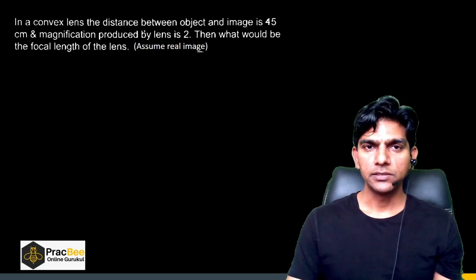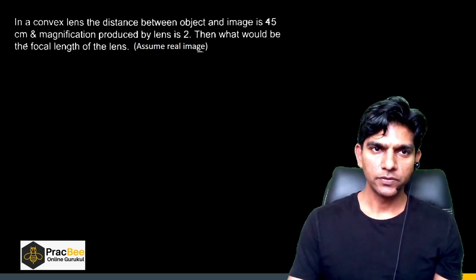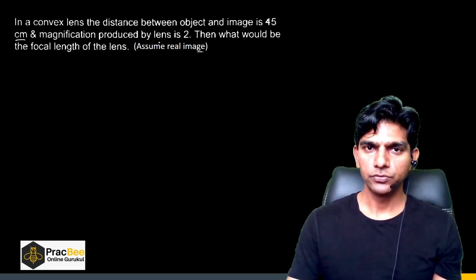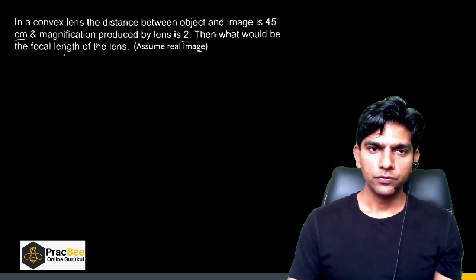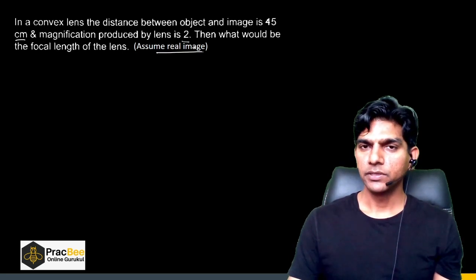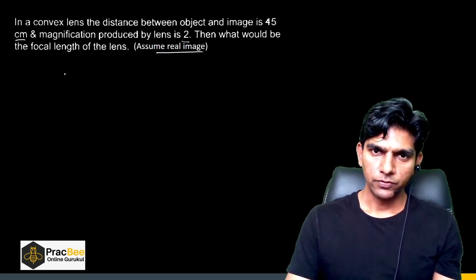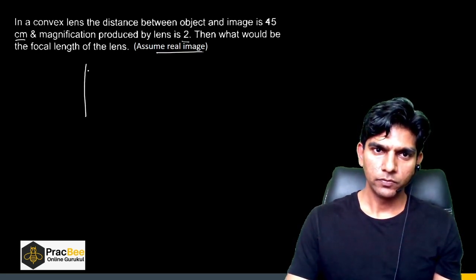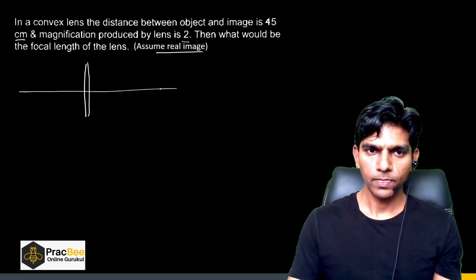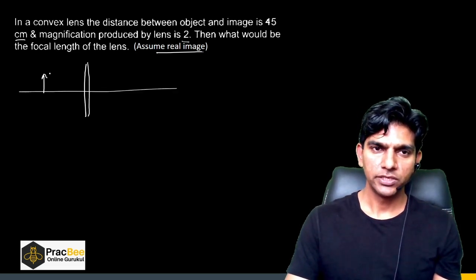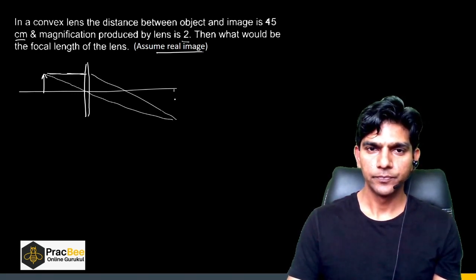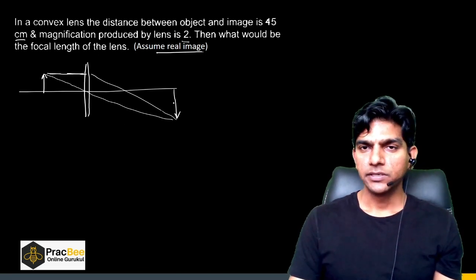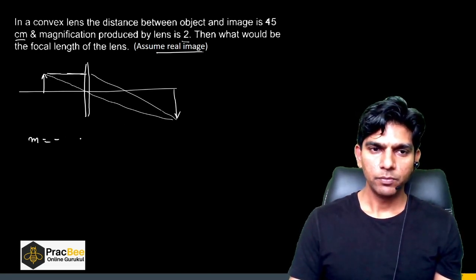In a convex lens, the distance between object and image is 45 centimeter and the magnification produced by the lens is 2. Then what would be the focal length of the lens? And we have given that it is a real image. So if it is a real image and this is a convex lens, let us say this is the object, and here we are getting a double image, right? It's a real and inverted image, so magnification will be -2.